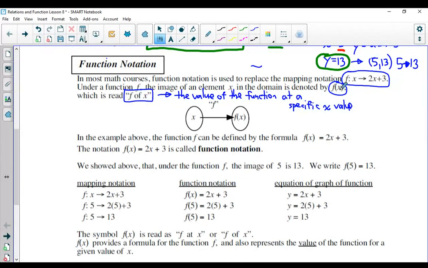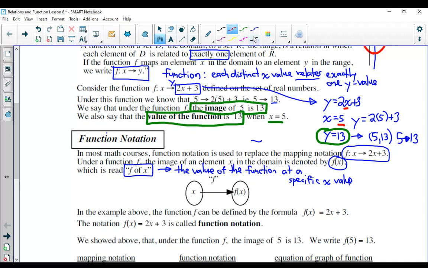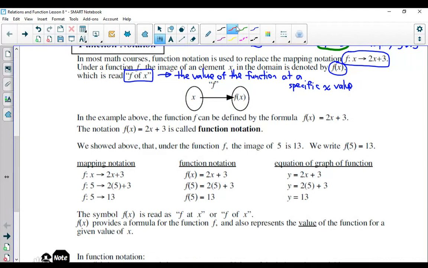So f bracket x, we read it as f of x. And what that means is it's the value of the function when x is some specific number. Okay, in the example above, the function can be defined by the formula f of x is equal to 2x plus 3. So what I showed up here is that the equation that relates x and y together is 2x plus 3. So I want to just draw the comparison immediately.